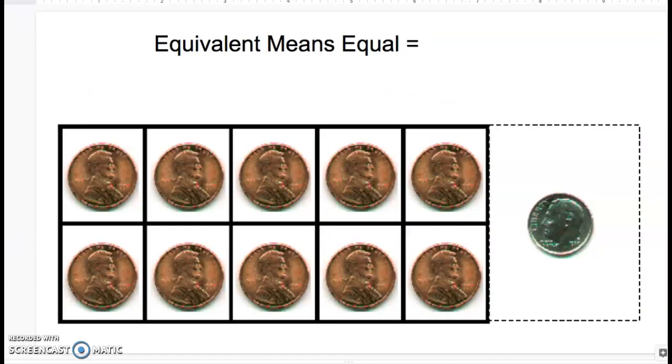Also, I'd like you to think of the word equivalent. Equivalent means equal. Okay? Also known by the equal sign. So we all know that 10 pennies is equivalent or equal to 1 dime. 10 pennies, 10 hundredths, is equal to 1 dime, 1/10. Okay? They are equivalent. It is the same amount, it's just a different name.